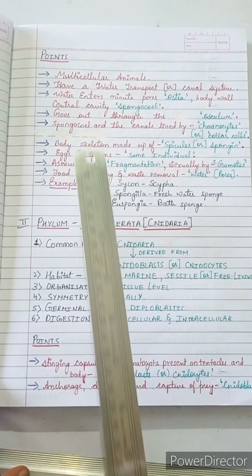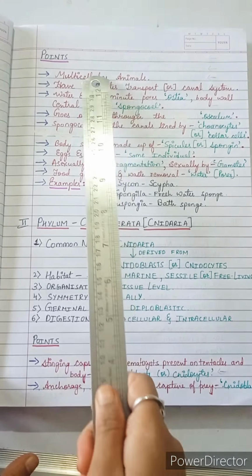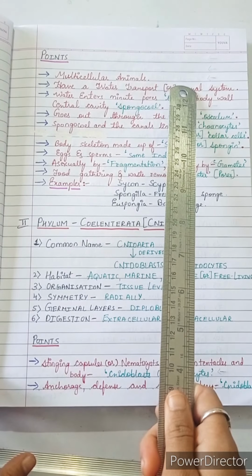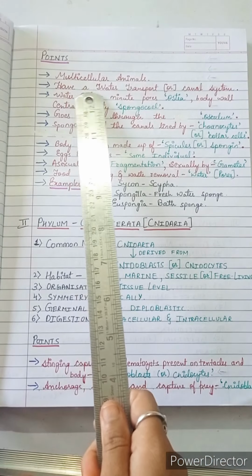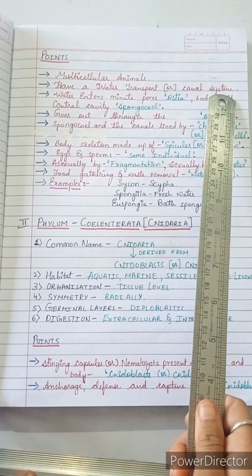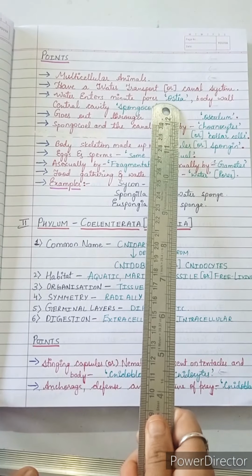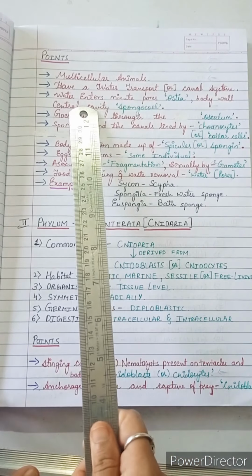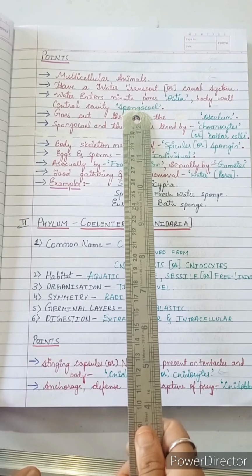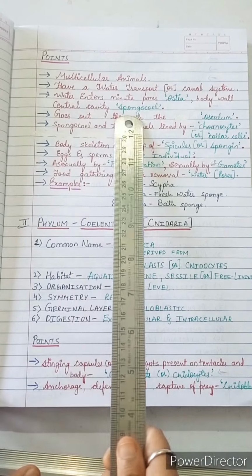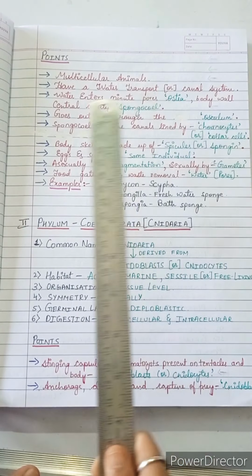We'll see the points regarding the phylum Porifera. These are primitive multicellular organisms. These have a water transport or canal system. Water enters through minute pores, those are called ostia. The body wall has a central cavity, that is the spongocoel. Water goes out through the osculum.